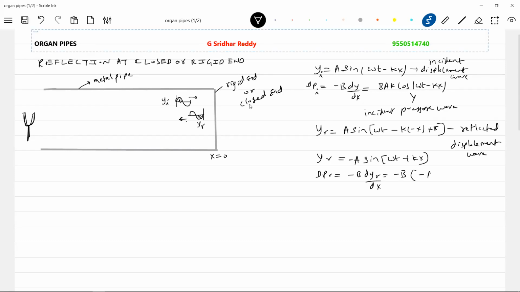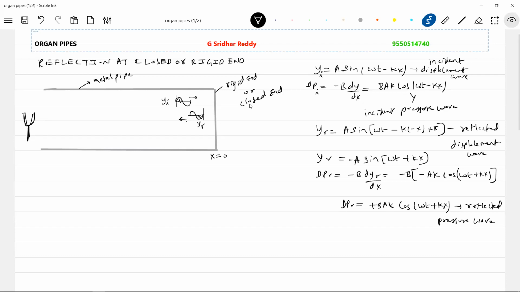Minus of, okay, this will become minus ak cos omega t, okay, minus of minus, so this will become plus bak cos(omega t plus kx). Okay, this is what we should call the reflected pressure wave. I think this is a general idea, no? We'll get the incident wave, we'll get the displacement wave, whenever a sound wave is incident.